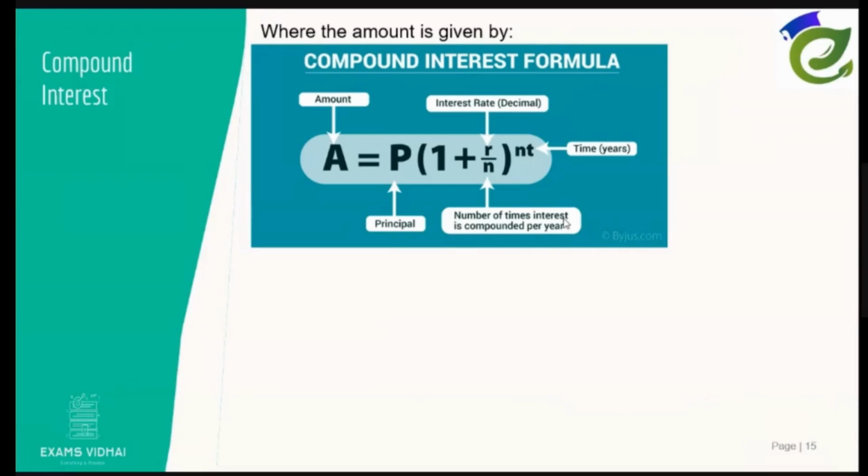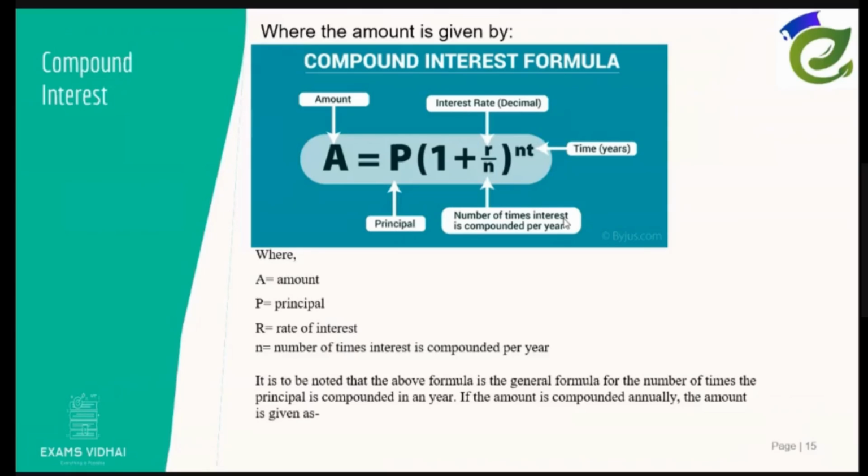Compound interest is equal to amount minus principal. Now, the amount is given by A equal to P into (1 plus R by N) whole power NT, where A is the amount, P is the principal, R is the rate of interest, and N is the number of times interest is compounded per year. It is to be noted that the above formula is the general formula for the number of times the principal is compounded in a year. If the amount is compounded annually, the amount is given as A equal to P into (1 plus R by 100) whole power T.